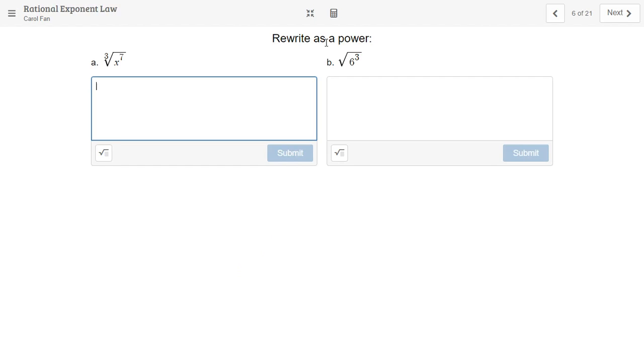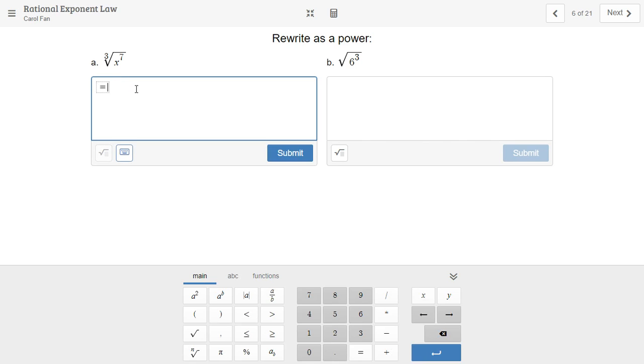Now, this is going the other way around. We are given two radicals, and we would like to have this rewritten as a power. So, third root of x to the power of 7. The base is going to be an x, and we have the power of 7 over 3.